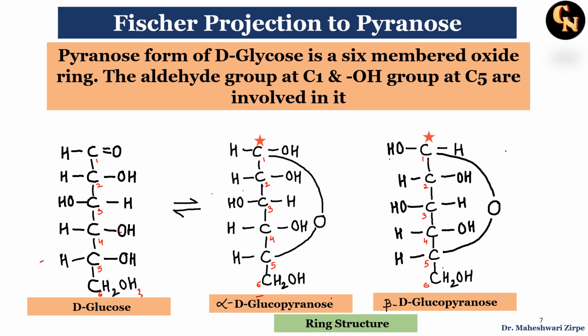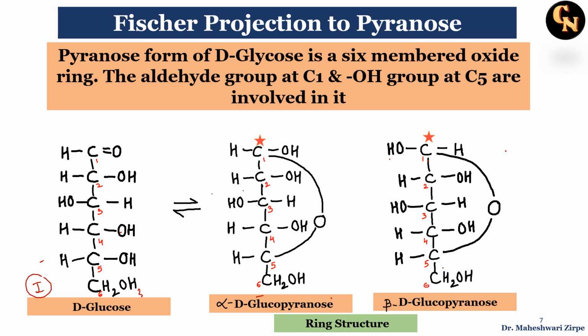The first structure which I have shown here is our D-glucose. You can count the number of carbons. First carbon is the aldehyde, the last carbon is CH2OH, and the middle carbons, that is second, third, fourth, fifth, have OH groups. Only the third carbon OH is on the left hand side, all others are on the right hand side. So it is a D-glucose.